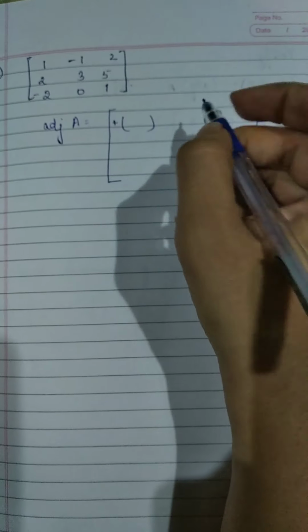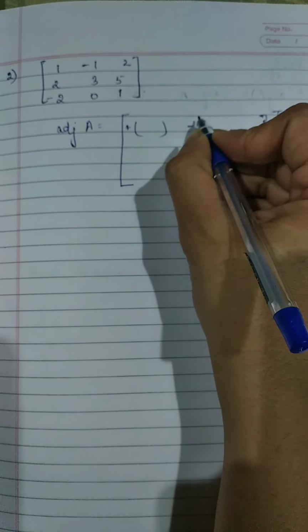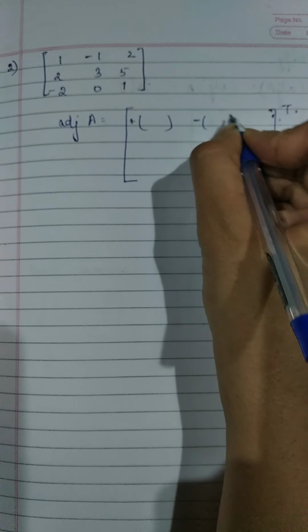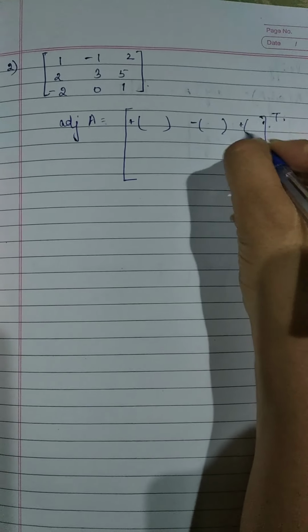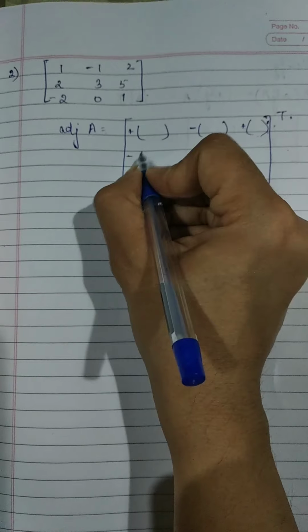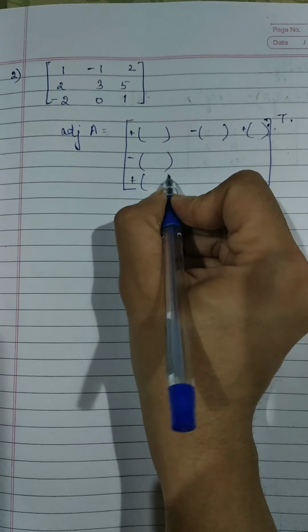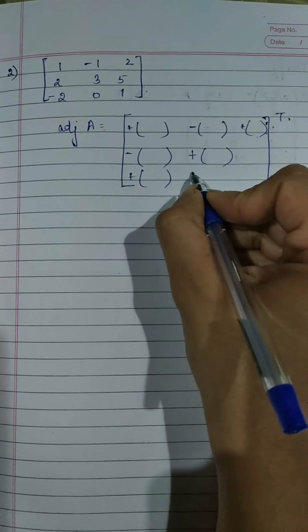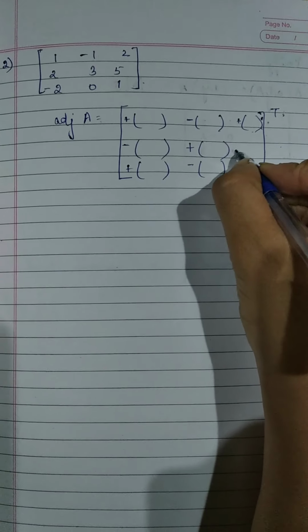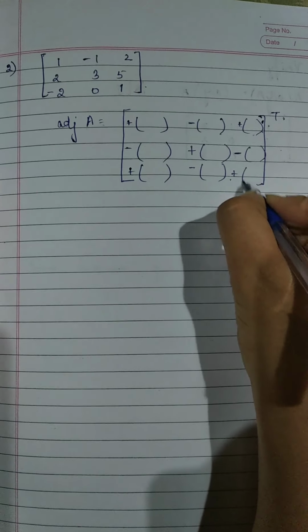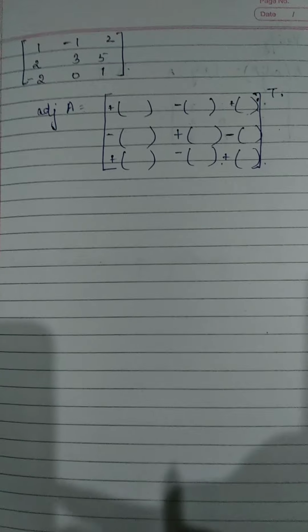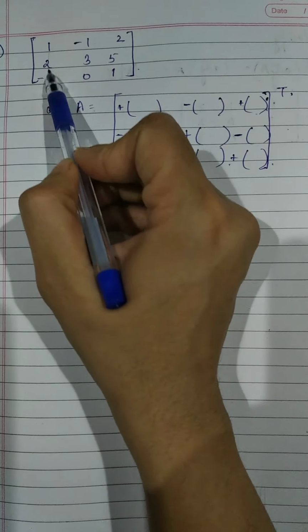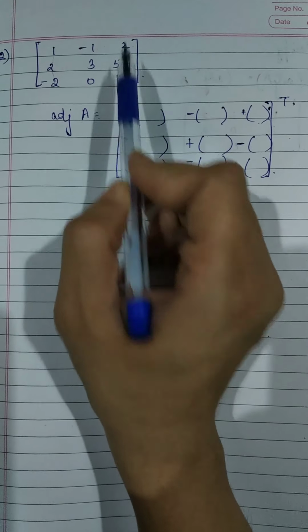So we'll go alternatively. This is positive, this is negative because this is A12 position. 1 plus 2 gives us 3. This will be positive again. This will be negative. This will be positive. This will be positive. This will be negative. This will be negative and this will be positive. Right? So beginning with this, eliminate this particular column and this particular row.